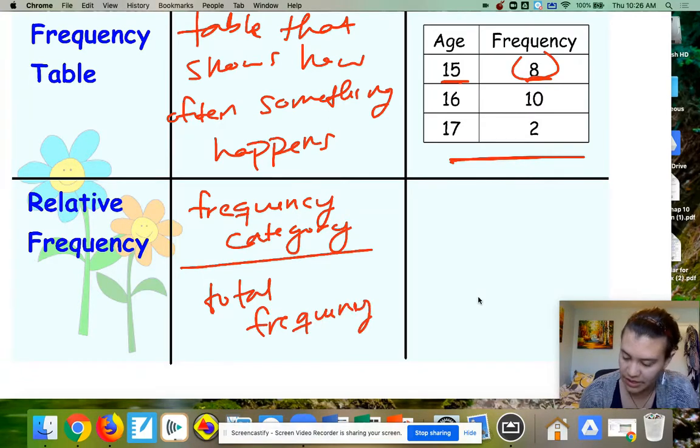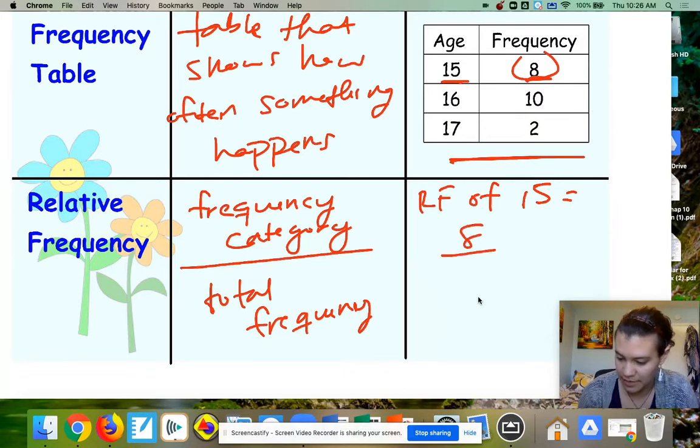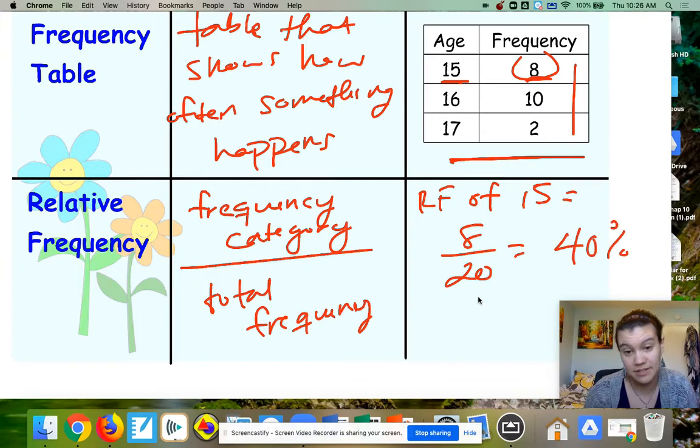So if we did here the age of 15, what's the relative frequency of 15? You want to take 8 divided by this total. So this would give you 20, which then is 40%. So 40% of these people aged 15, 16, 17, 40% are 15.